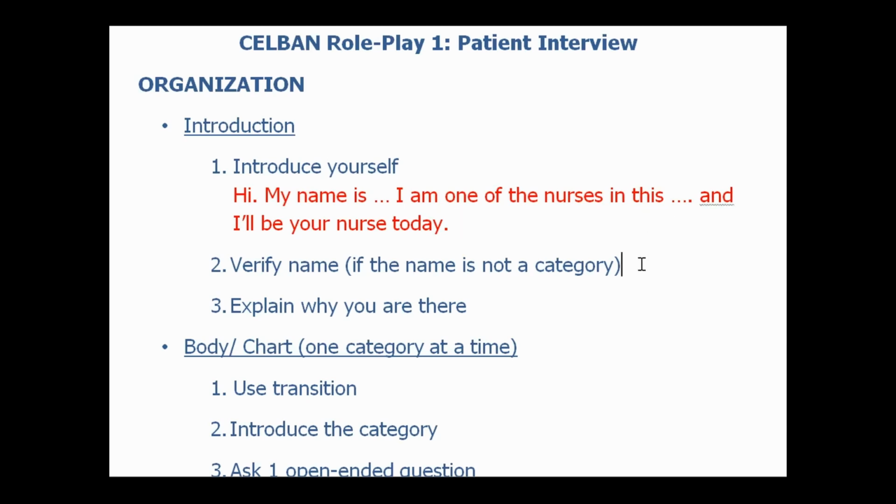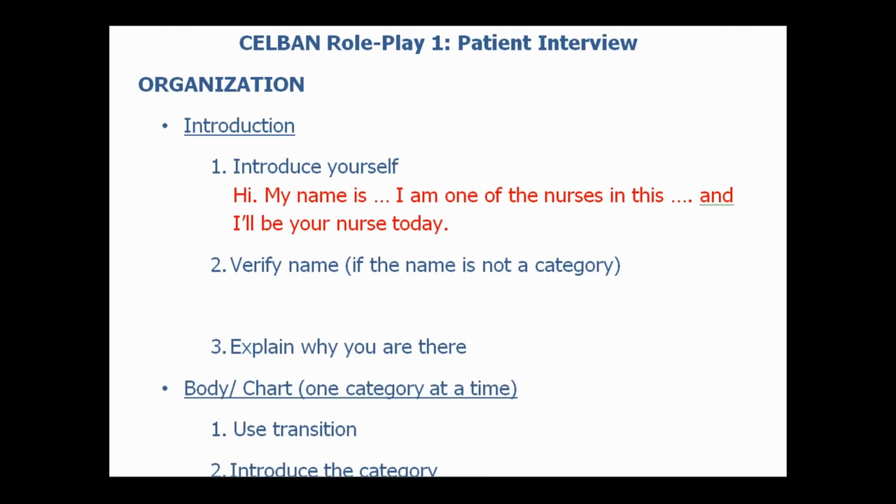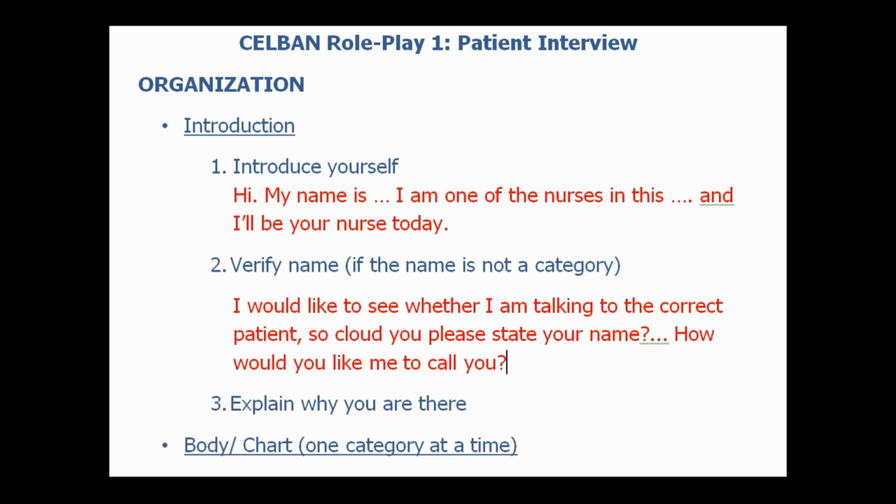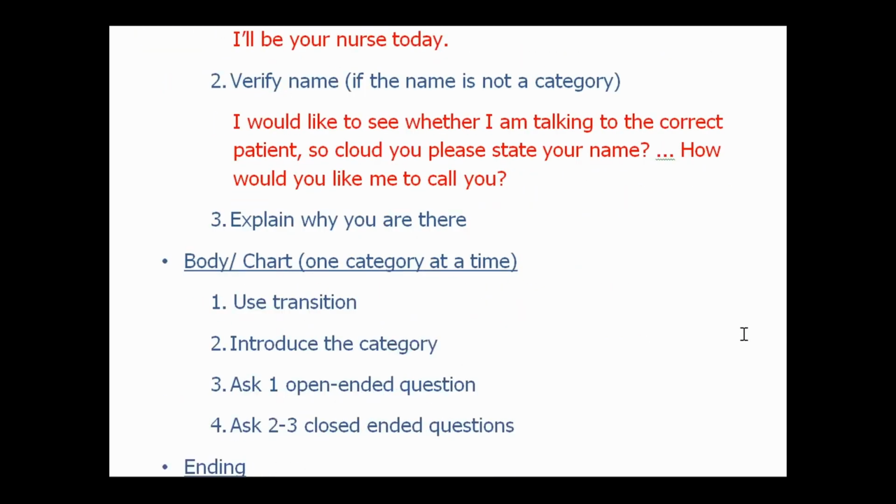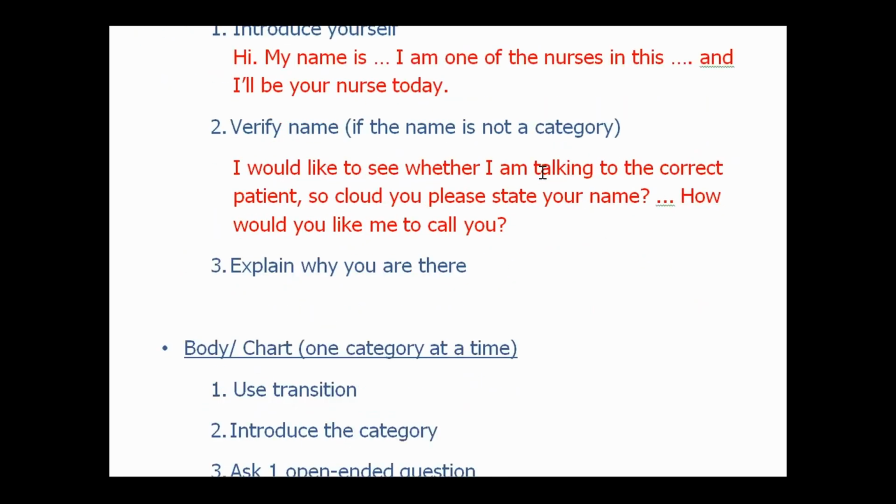The next part is to verify the patient's name. So you could say something like, "I would like to see whether I'm talking to the correct patient. So could you please state your name?" And then the patient will give you their full name. Then you can ask, "How would you like me to call you?" The next component in the introduction for Roleplay 1 is to explain why you are there.